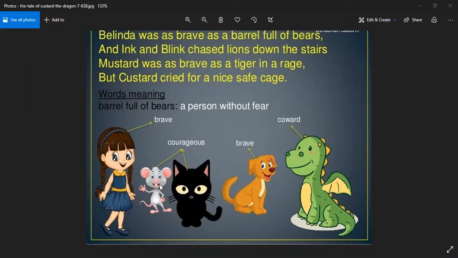Fine. Ink and Blink are the names of these two creatures. And then we have this Mustard. Mustard is the name of this dog. Why is he called Mustard? Because he's yellow in color. Fine, that's why his name is Mustard.